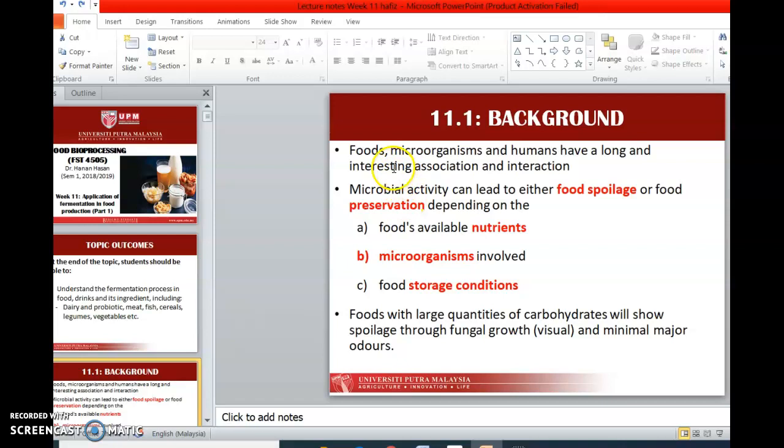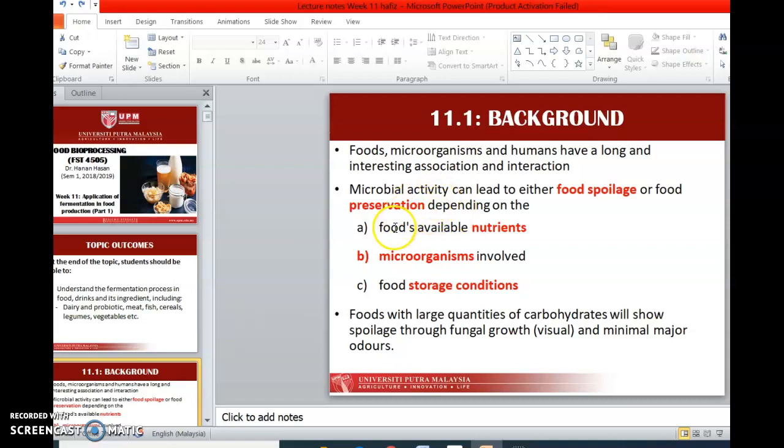Okay, so basically, between us, foods and microorganisms, we have a very long and interesting association. Microbial activity can lead to either food spoilage or food preservation, and this can be controlled if we understand the microbial interaction. For example, in soy sauce, if we reduce the pH up to a certain pH, we actually can direct the fermentation of soybean into preservation instead of food spoilage.